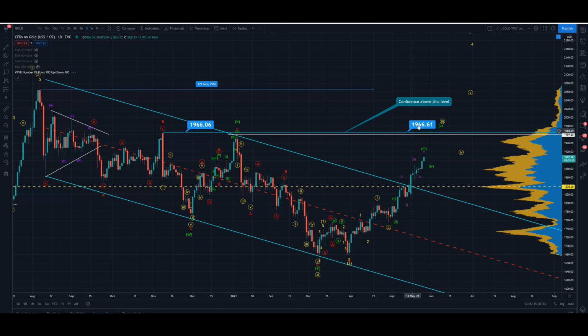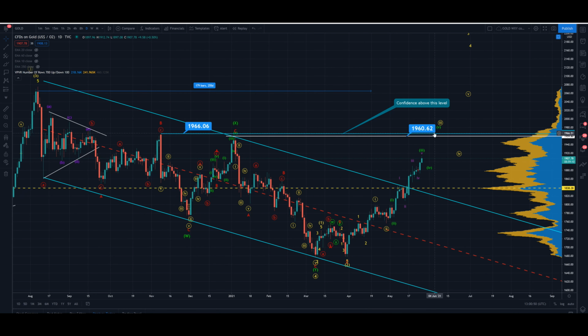Now, once we get above this level, 1966.61 and 1966.0, I think that's, why is that higher? That should be lower. Yeah, that's on that line, excuse me, 1960 and 1966. Once we get through these levels, we have officially broken that downward trend with a higher high. So instead of high, low, lower high, lower low, we would have a higher high here, and at that point, I've written here a long time ago, confidence above this level.